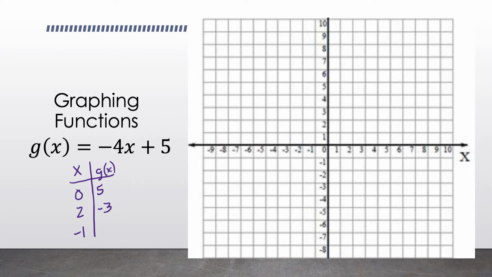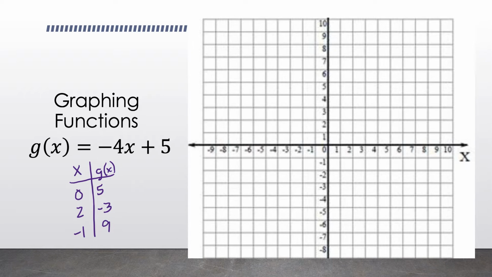And then my final number that I chose was negative 1. So in place of this x value, I'm going to place a negative 1. So I have negative 4 times negative 1 plus 5. Negative 4 times negative 1 is positive 4. And when we add 5 to that, we'll get 9. So now we have 3 points that are going to be on the graph.